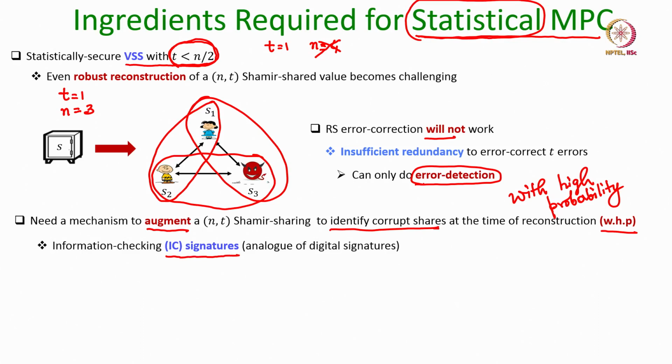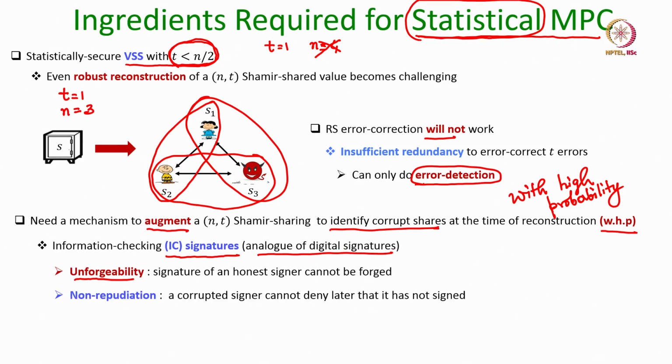IC stands for information checking, and these signatures are the analog of digital signatures, except that all the properties are now achieved in the presence of a computationally unbounded adversary. So, like digital signatures, we require the unforgeability property, where the goal is that if the signer is honest, then its signature cannot be forged on a message which it has never signed. We should have the non-repudiation property, which guarantees that if the signer is corrupt and it has signed some message, then later when the signature is publicly revealed, the signer cannot deny that it has signed.